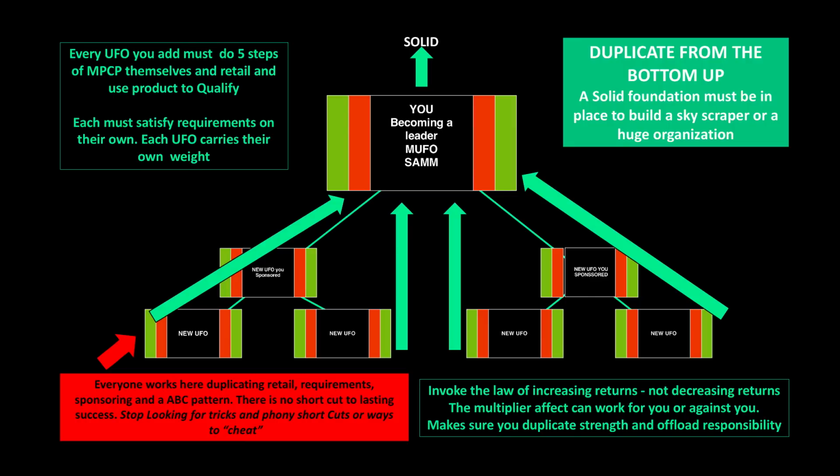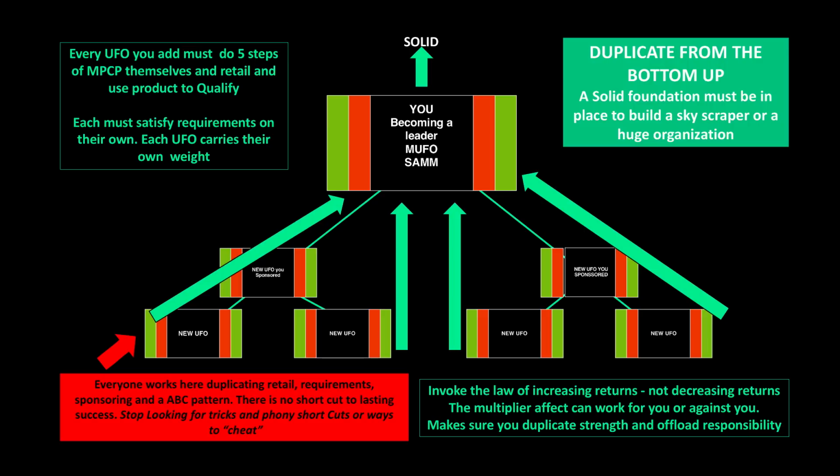So each must satisfy the requirement on their own. So obviously if somebody else is doing that for them, hoping that it'll kick more checks, maybe there's a deal, maybe they have a relative, it's just self-defeating. Okay, it weakens the whole system. So everyone works at the bottom, duplicating retail requirements, sponsoring, and the ABC pattern. And there's no shortcut to lasting success. Stop looking for tricks and phony shortcuts or ways to, quote, cheat. There's no need for it.